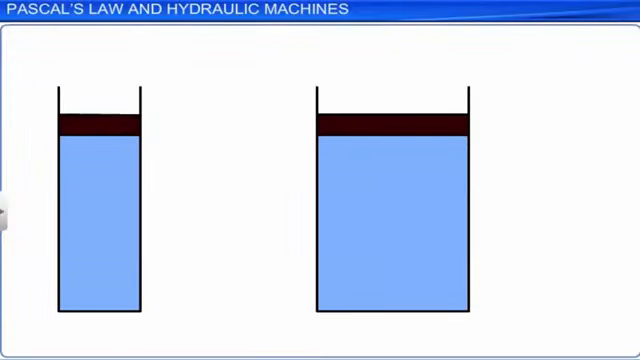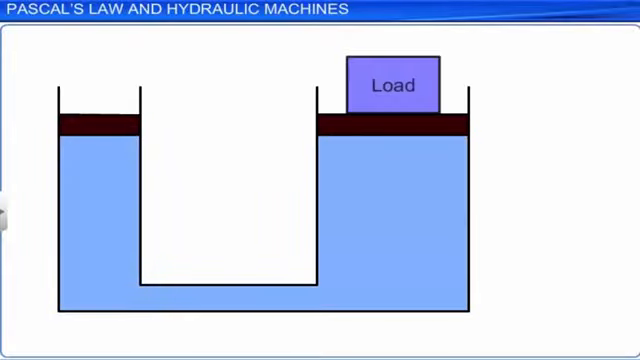The two cylinders are connected to each other with a horizontal pipe, where the container is filled with an incompressible liquid. The load to be lifted is placed on the piston of larger cross-sectional area A2. Let a downward force F1 be applied on the smaller piston A1. According to Pascal's law, this pressure F1 divided by A1 is transmitted equally to the piston, where A1 is the area of cross-section of the smaller piston.